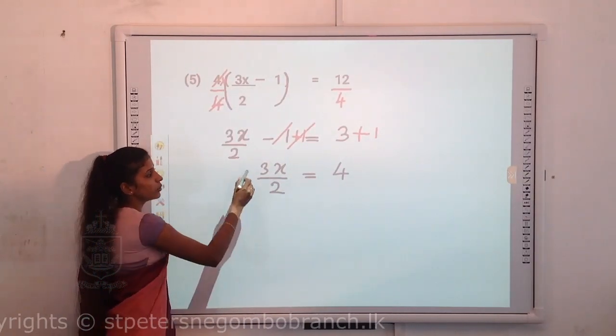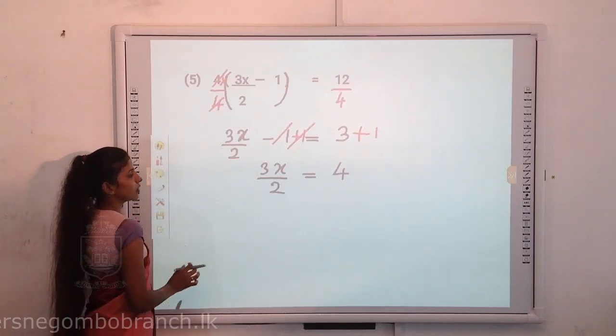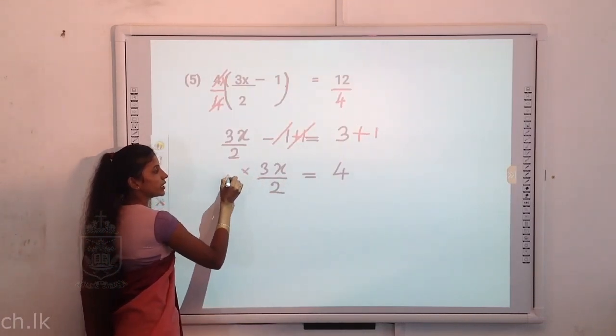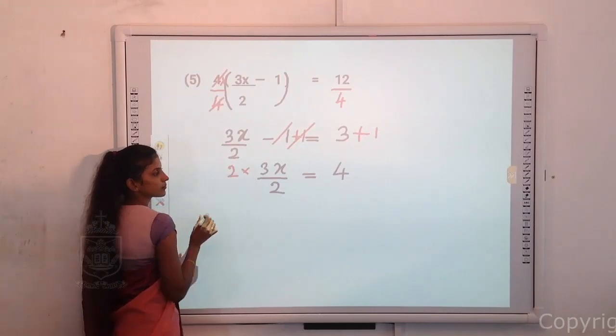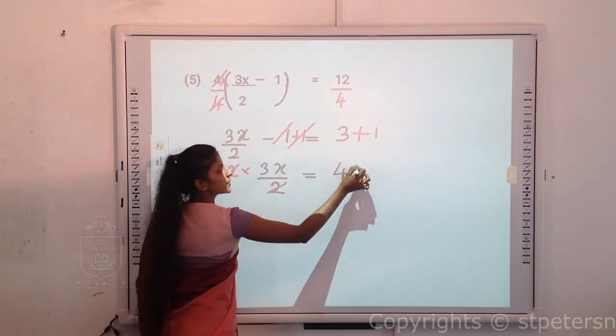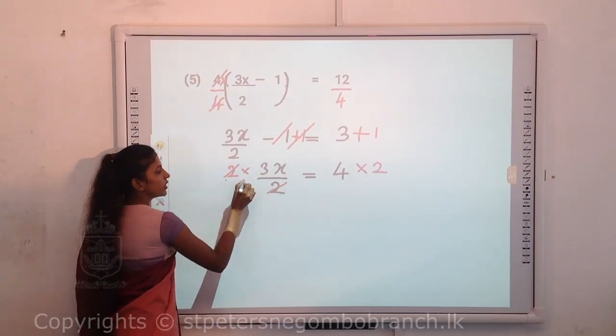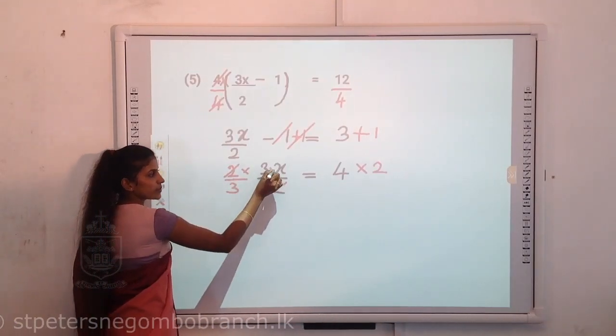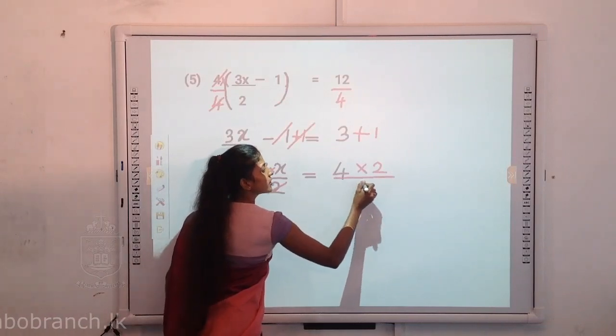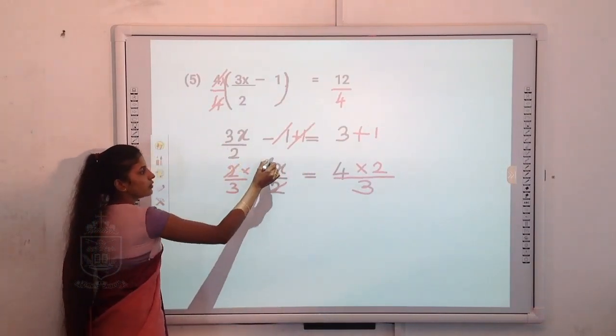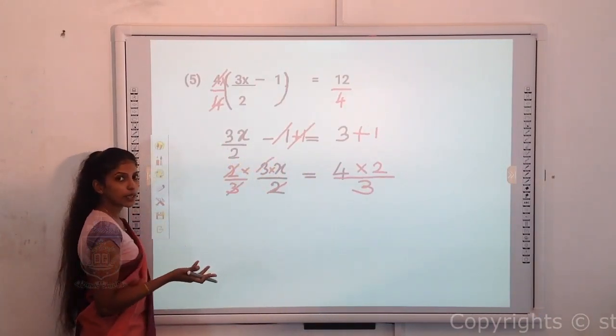So what is our next step? To cancel 2 and 3. 2 can be cancelled by multiplying. 2 and 2 cancel. This side should also be multiplied by 2. In order to remove 3, you have to divide by 3 because it is multiplication. Divide this also by 3. 3 cancels. What is remaining?